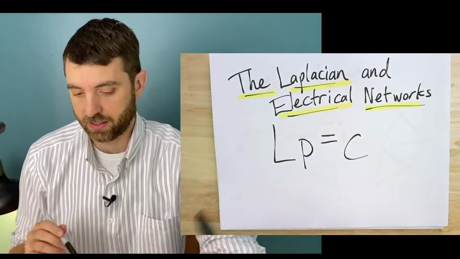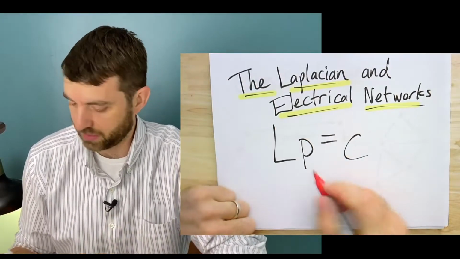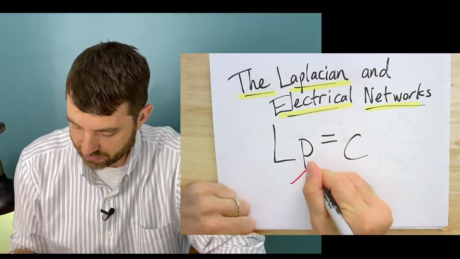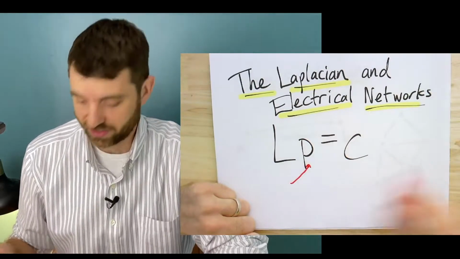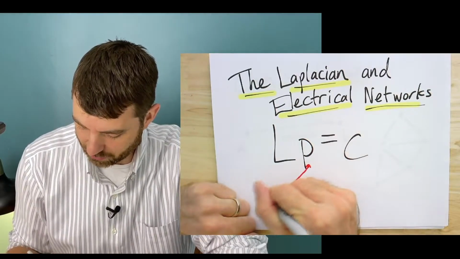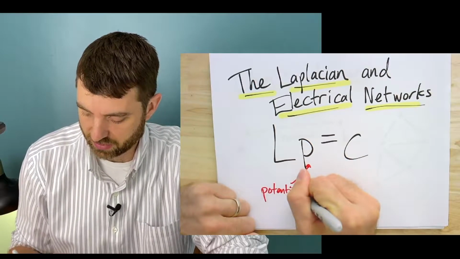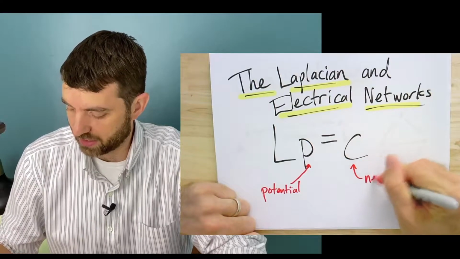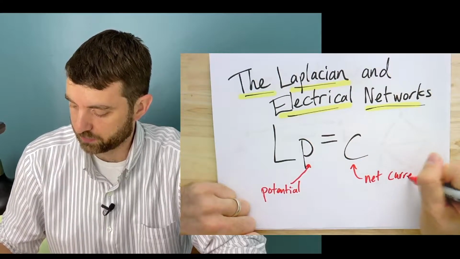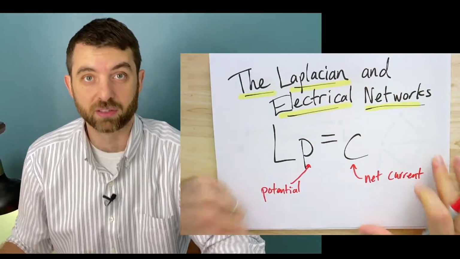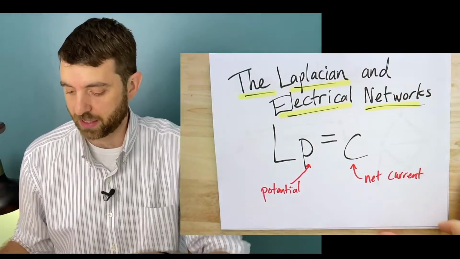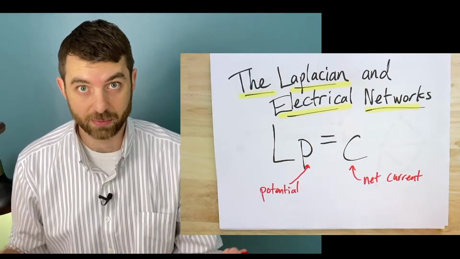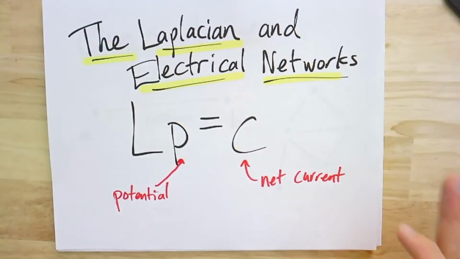So if you like, you can think of this as the main equation for today. And I know I'm not using the standard variables here, but this is a potential. This is an electrical potential on the vertices, and then this is going to be the net current. That's the amount of current entering or leaving the system at each vertex. So this is a system of linear equations describing what's happening in an electrical circuit.